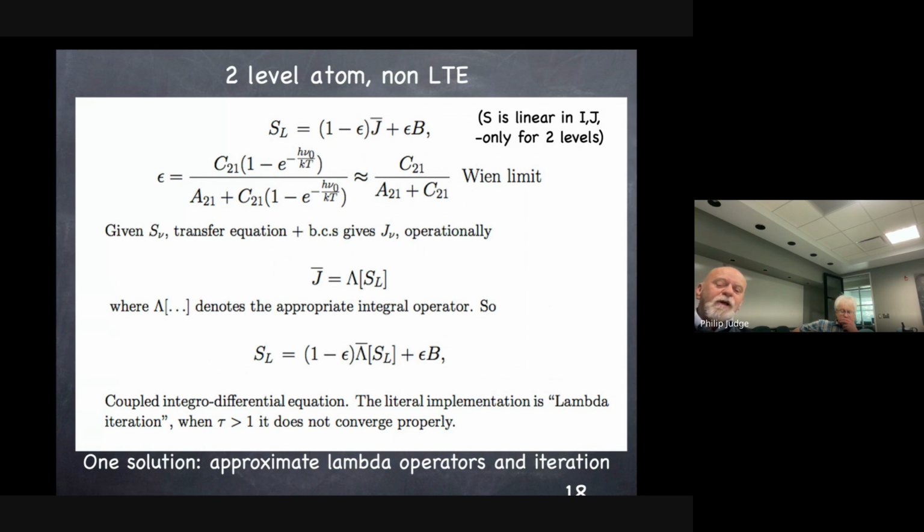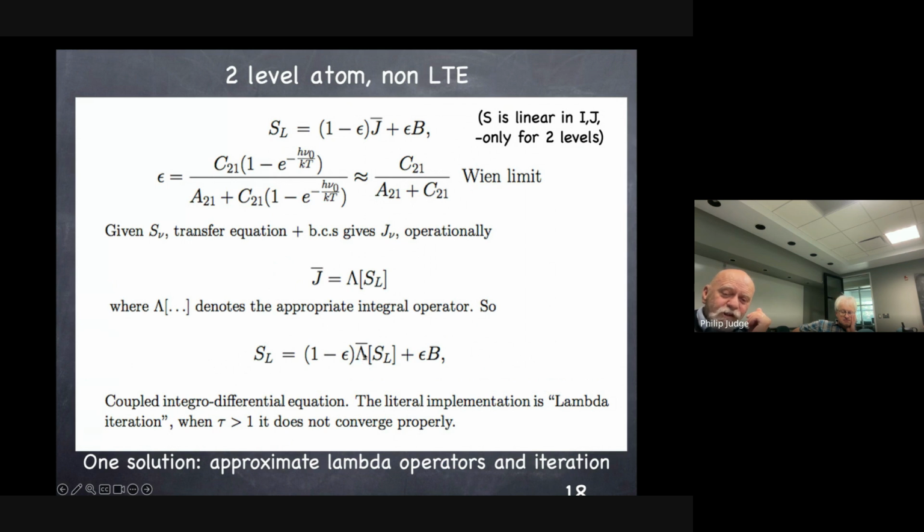The literal implementation of that is called lambda iteration, and it's known not to work. You can go back and look at books by Mihalis and other people all the way back to the 60s, actually. That's because information is propagated one photon mean-free path at a time. At least that's the interpretation. Instead, we have to do something a little bit cleverer with this. And this is where things like escape probabilities come in.